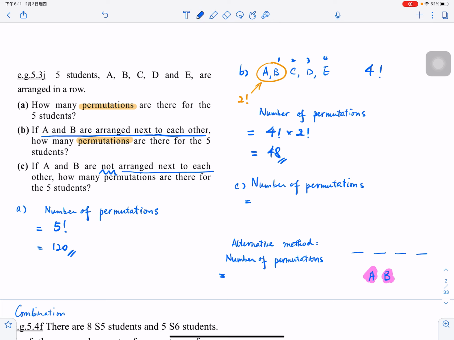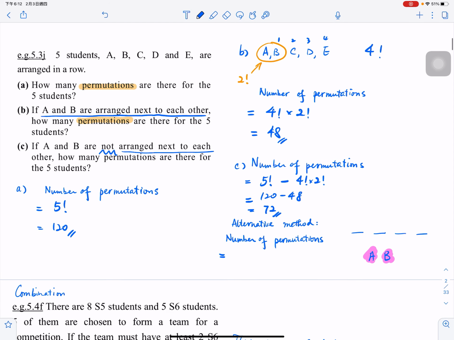So what do you think part C? Yeah, correct. It's related to A and B. And you find that this one is actually 5 factorial minus 4 factorial times 2 factorial. That is the answer of part A minus the answer of part B. Because if they are not arranged next to each other, that means cross out all these 48 ways. So 120 minus 48, and the number of permutation is 72.